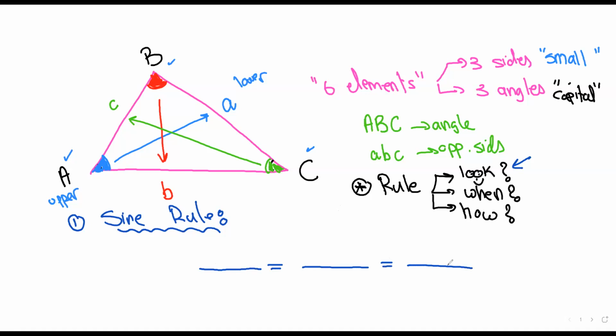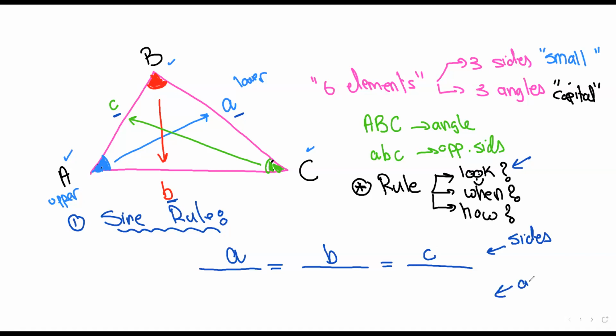The sine rule is made of 3 fractions separated by equal signs, as you can see. 3 fractions or 3 ratios. The numerator of the ratios will be the sides of the triangle, which are small a, small b, and small c. So the numerator will include the sides, small a, small b, small c.